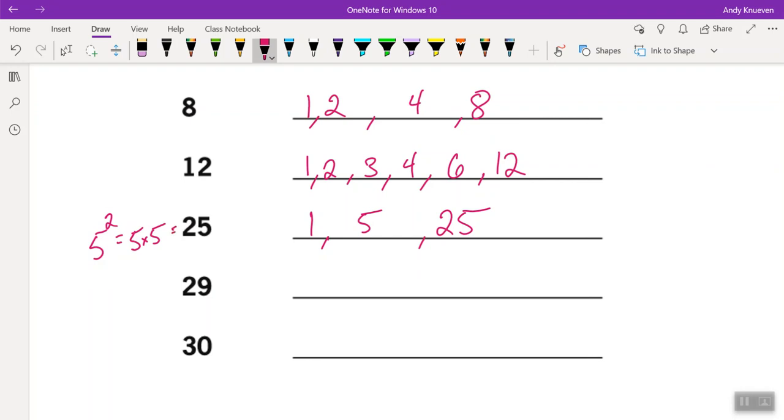29. Well, 1 and 29. 2 doesn't work. 3, 2 plus 9 is 11, and 11 is not a multiple of 3. 4, no, because 4 times 7 is 28 and 4 times 8 is 32. 5, no, it doesn't end in 5 or 0. 4, we just did. 6, 2 and 3 didn't work. Oh, goodness. Well, 29 is prime. So that's all we have.